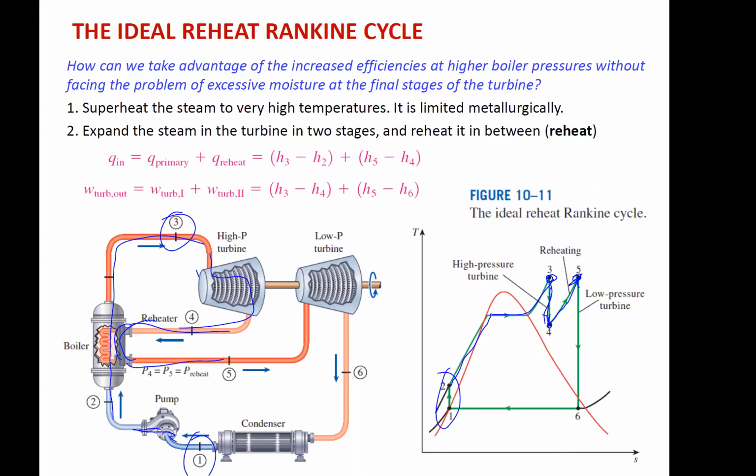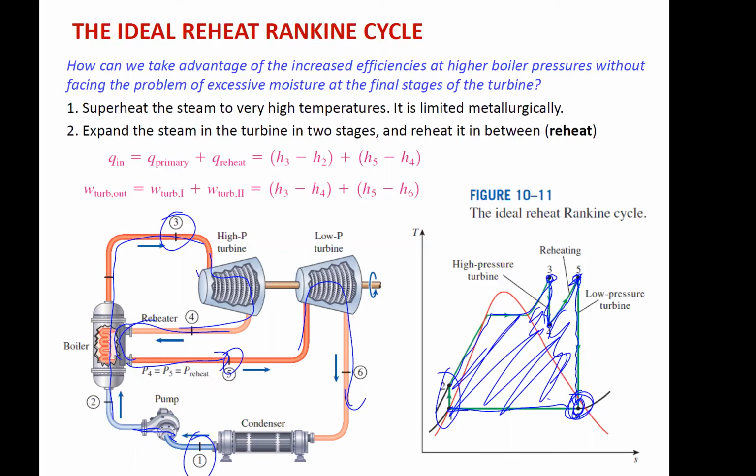And now we're at 5, and we expand through the turbine, this low pressure turbine, all the way to the condenser's pressure. And now the quality here is a more reasonable quality that the turbine can deal with, instead of if we expand it all the way right here with 1 turbine. Okay. And then we have our condenser back to 1. So we get all this area for our work.